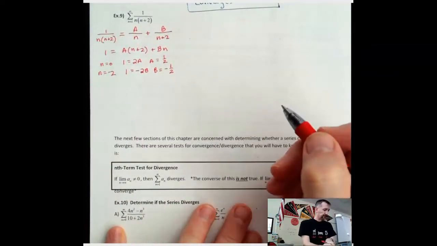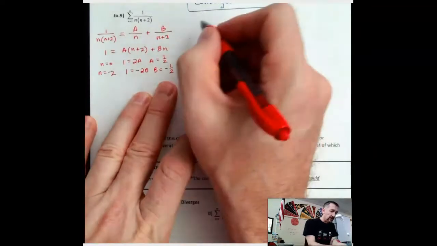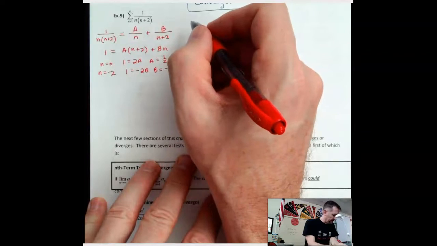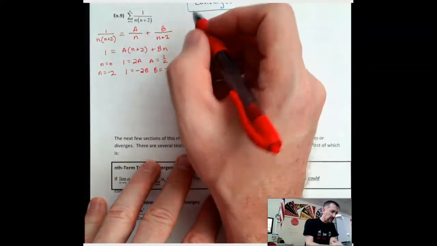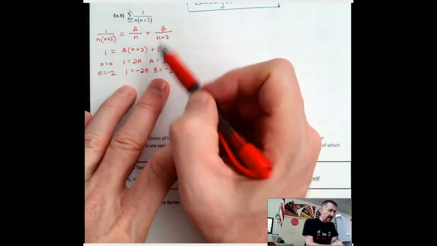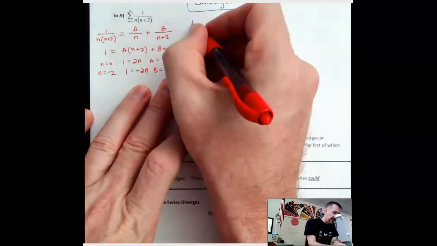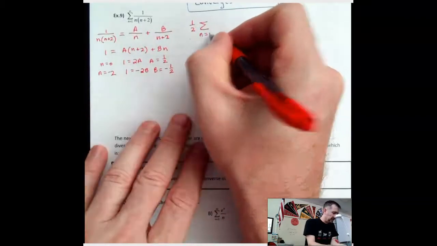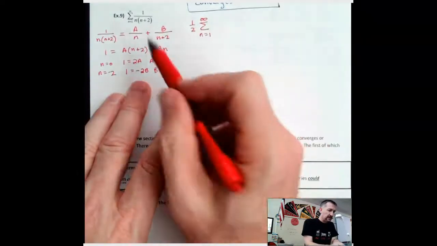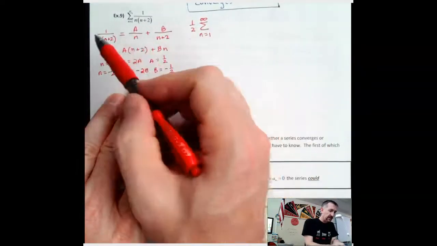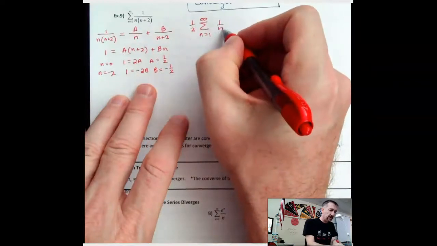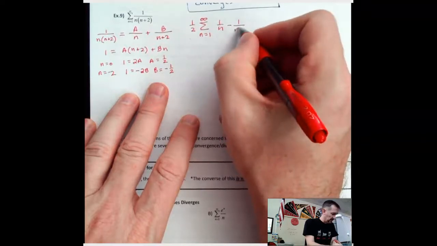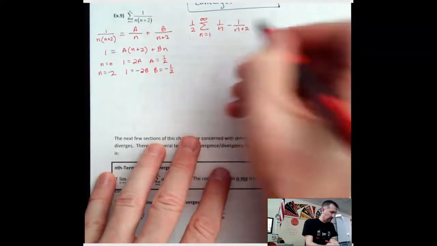All right. So if we rewrite that, both of those are going to have a half in them, so I could factor that half out. And we have the sum from n equals 1 to infinity. And so here, A was 1/2. We factored that out. That's just going to leave us with 1 over n. And here it was negative 1/2, so that's just going to be minus 1 over n plus 2.